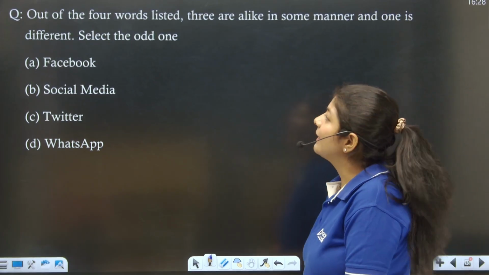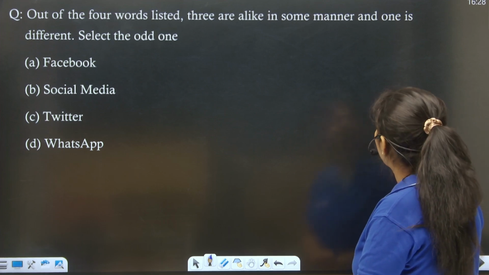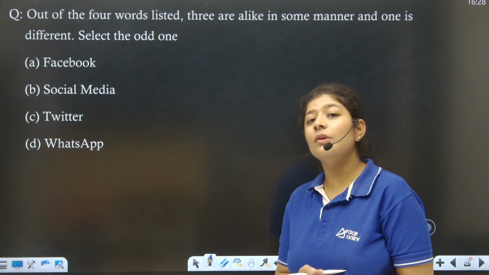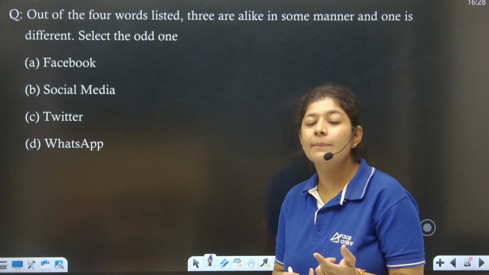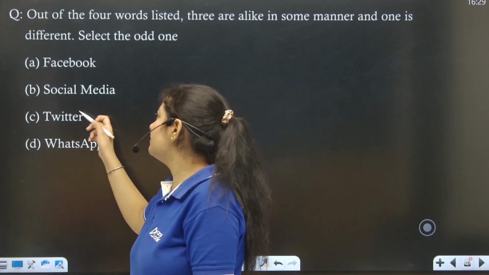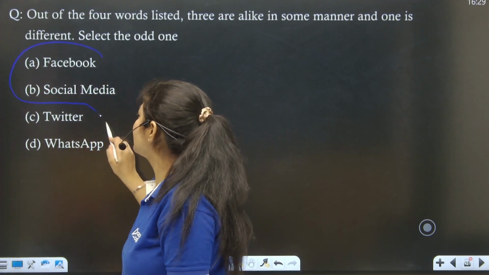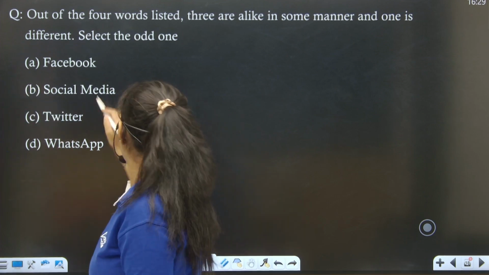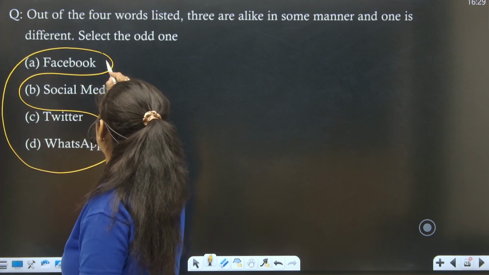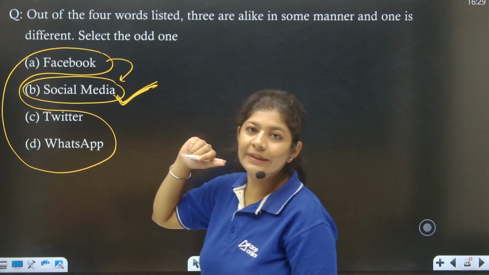The next question says that out of the 4 words listed, 3 are alike in some manner and 1 is different, like the odd one out. We know that whenever we have the concept of odd one out, we simply use the concept of pairing. Facebook is a social media itself. Twitter is a way to do social media. WhatsApp again. So basically all these three are a part of social media. That is your odd one out.